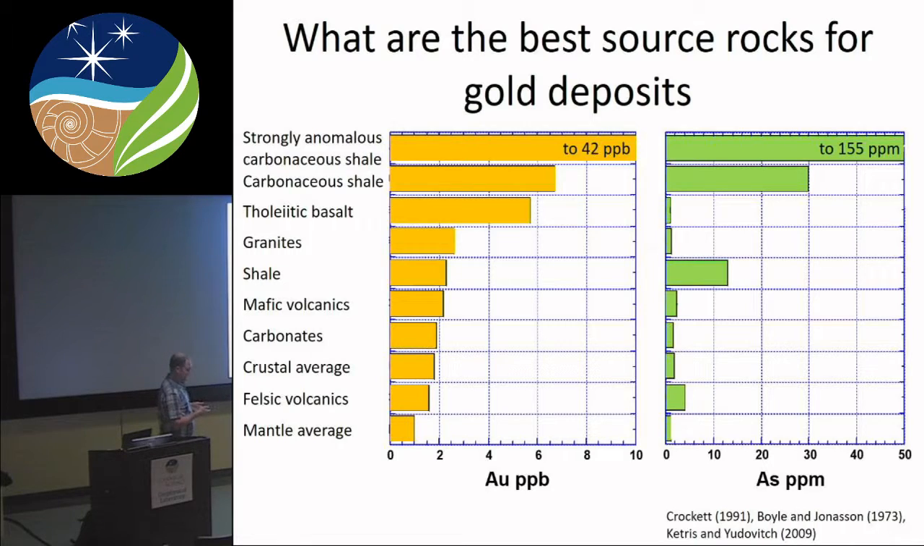So the highest gold on average in rocks is in carbonaceous shales. Tholeiitic basalt tends to be quite high as well. But when we're talking about gold deposits, we're often talking more about arsenic deposits that have some gold associated with it. So for our source rocks, we should actually be looking for all those other elements that are associated with the gold. And when we look at arsenic, tholeiitic basalts don't have much arsenic, but black shales still do.